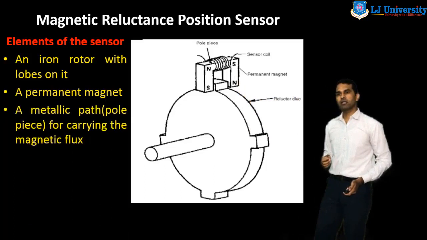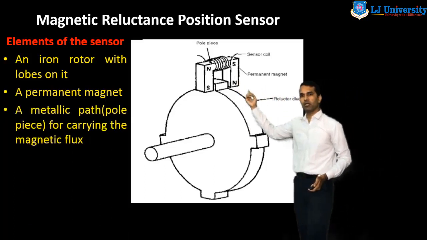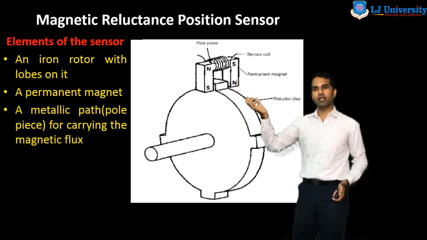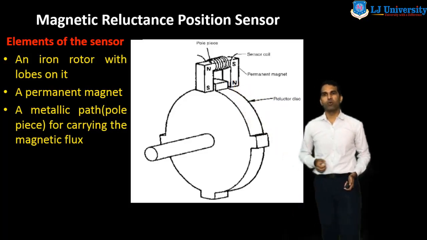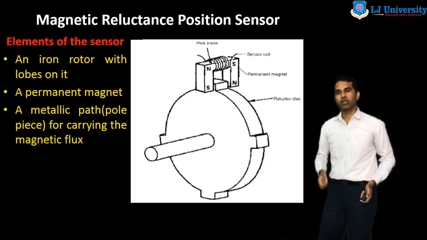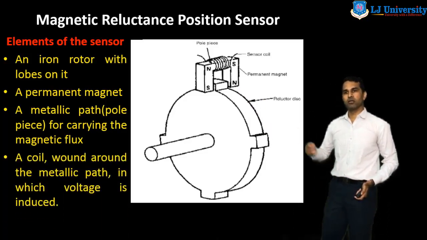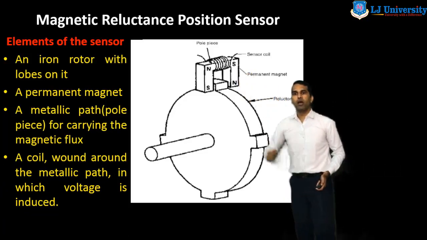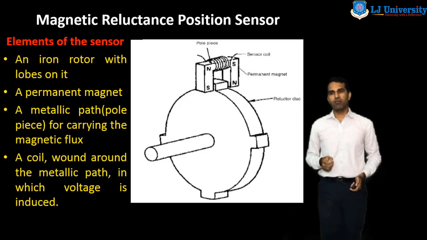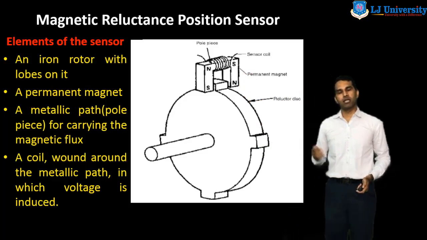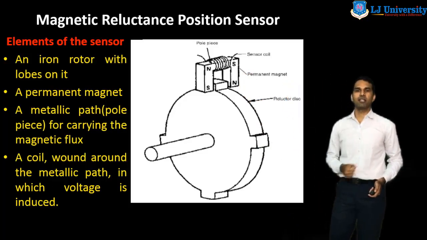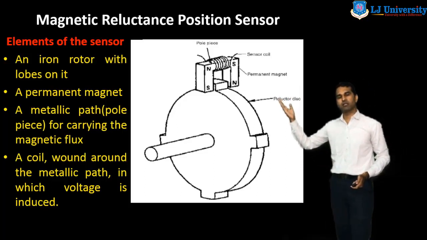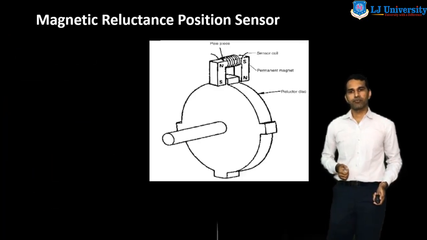The third element is the metallic part. Between these two magnets we can see the magnetic part, which is useful for carrying the magnetic flux. And the last one is the coil. Here we can see the coil on this magnet. A coil is wound around the magnetic part, in which the voltage is induced. So these are the main components, or elements, of this sensor.